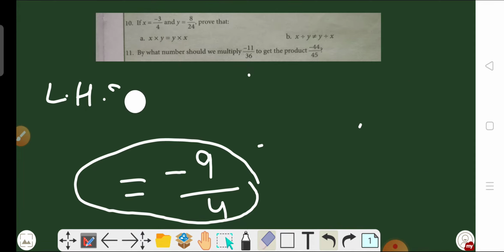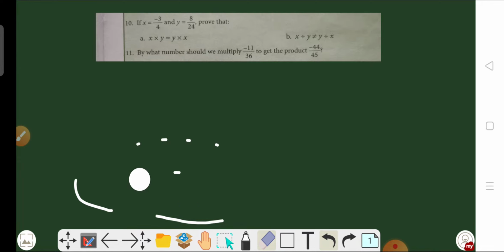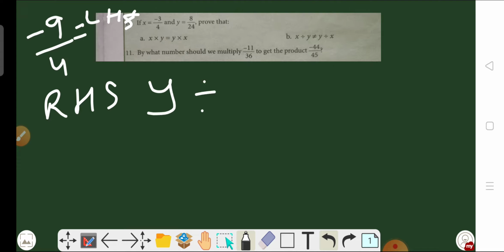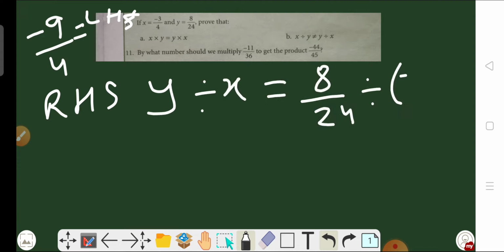Okay. Now what we have to do? Now we have to find our right hand side. The right hand side is y divided by x. The left hand side is equal to minus 9 by 4. Now we have to find our right hand side. So right hand side is y divided by x, and that is equal to 8 by 24 divided by minus 3 by 4.